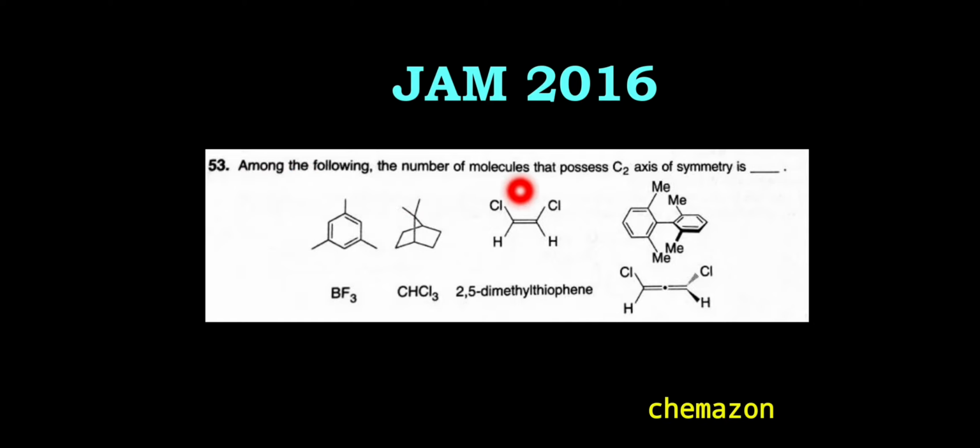Among the following, the number of molecules that possess C2 axis of symmetry is dash. So here you can see there are a total of 8 molecules given to you, and we have to identify out of these 8 molecules how many molecules will be having C2 axis of symmetry. So this is basically a NAT type of problem, that is numerical answer type. You have to enter a value, that is how many molecules will be having C2 axis of symmetry.